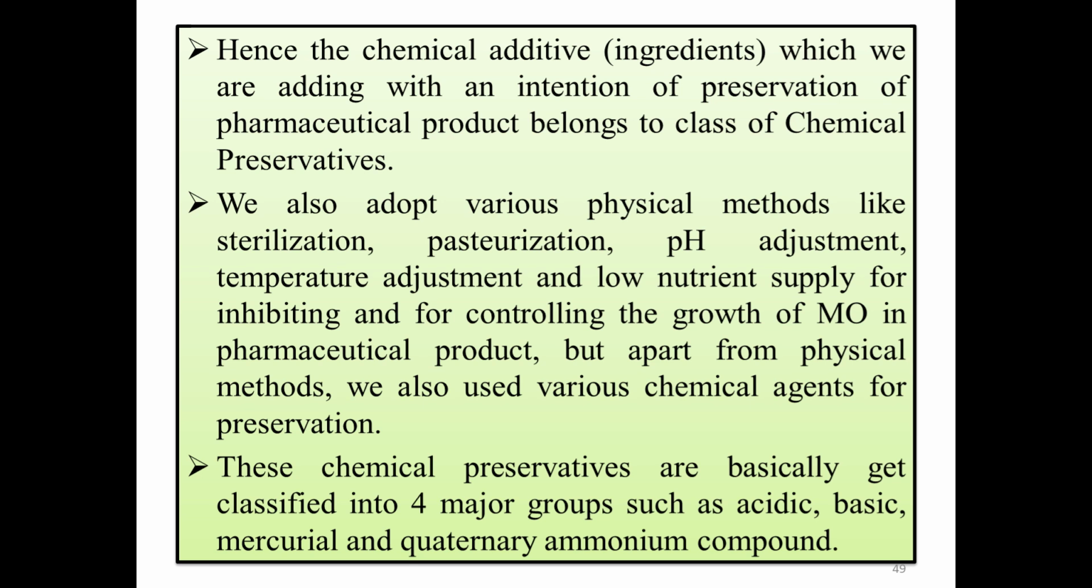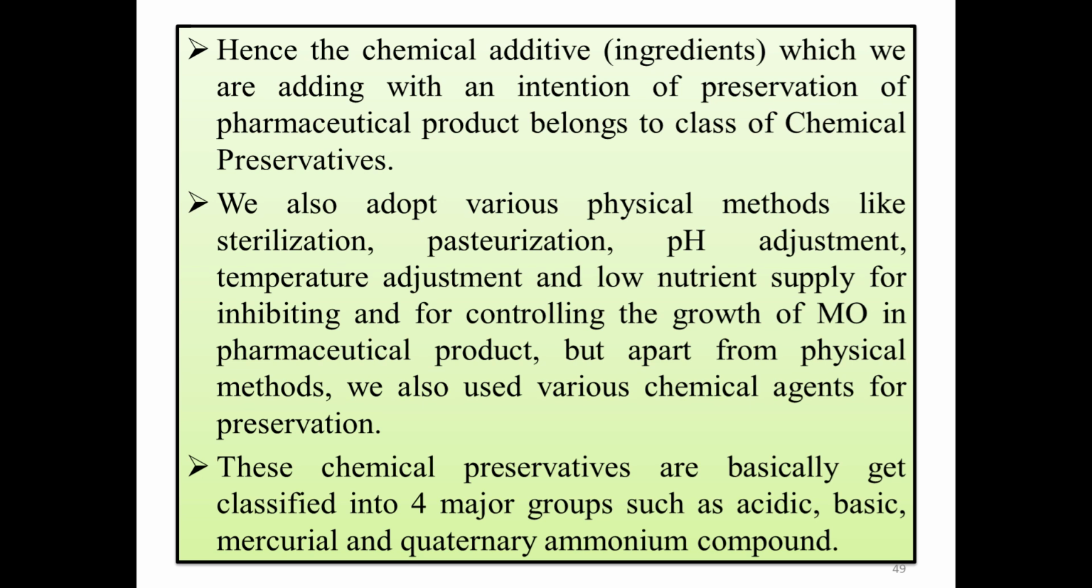These methods are sterilization, which we use for sterilizing the specific system and instruments to avoid microbial growth, then pasteurization, pH adjustment, temperature adjustment, and low nutrient supply for inhibition and control of growth of microorganisms. These are different techniques which can be used to control the growth of microorganisms, which will help us make the pharmaceutical product free from microorganisms.